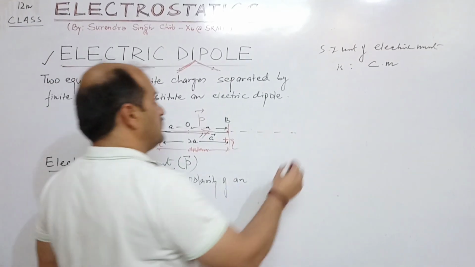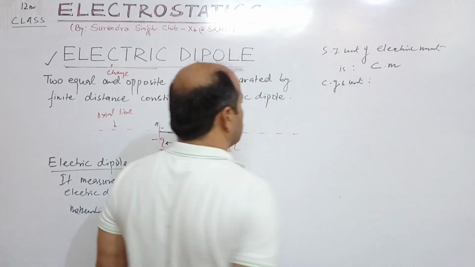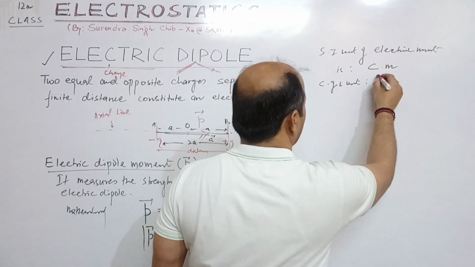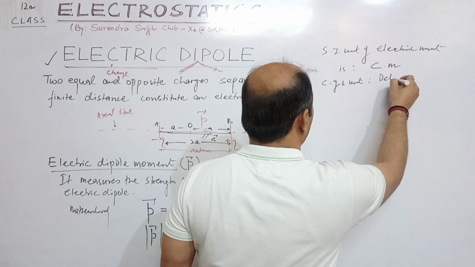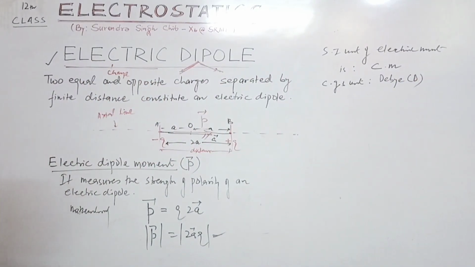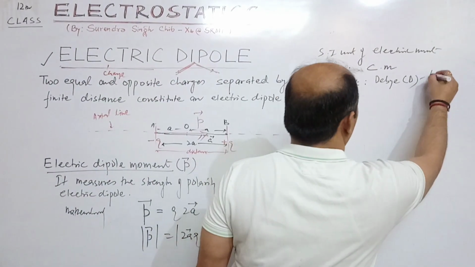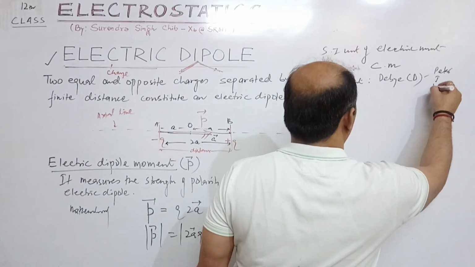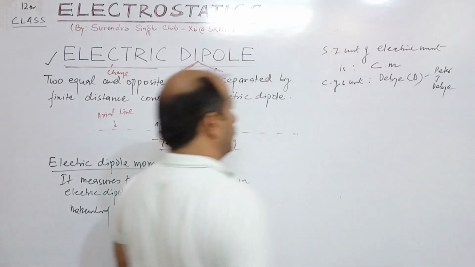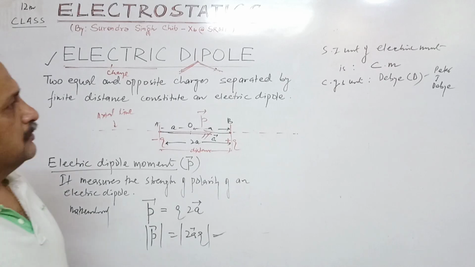What is the CGS unit? CGS unit is more important. It is Debye. Debye is a unit given by Peter J. Debye. So CGS unit is more practical than coulomb meter.